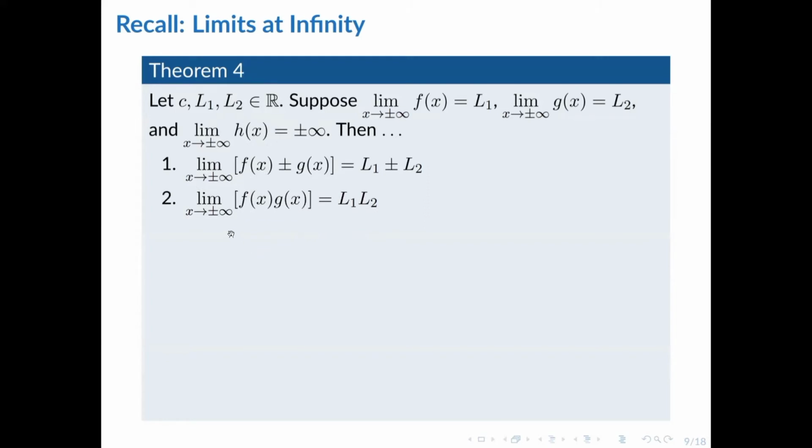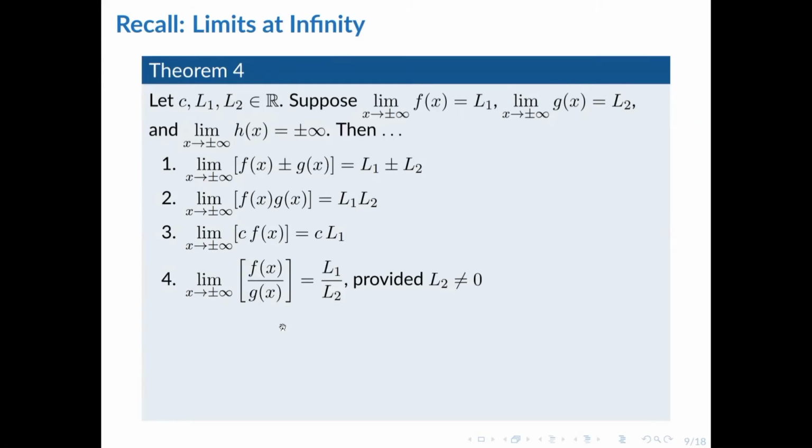So for the product, the limit of the product of f of x and g of x as x approaches positive or negative infinity is equal to the product of the individual limits L1 and L2. For the limit of c times f of x as x approaches positive or negative infinity, the limit would be the number c multiplied by the limit of f of x, which is L1.